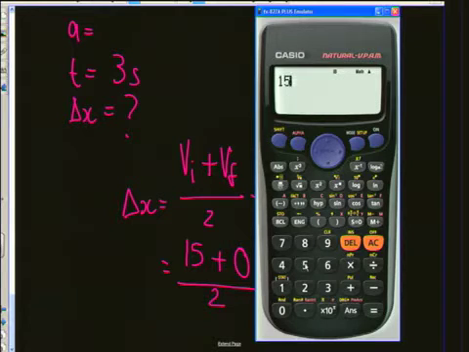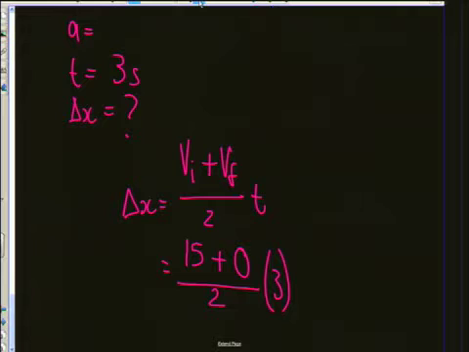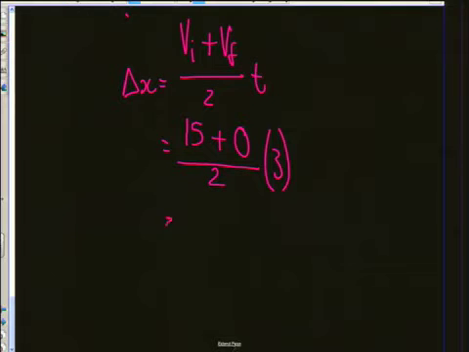15, notice I'm working in SI units, plus 0, which is just 15. 15 divided by 2, and I want to say that's going to be 7.5, times by 3, and it's giving me an answer of 22.5. So I come down here and write in that is 22.5 meters.